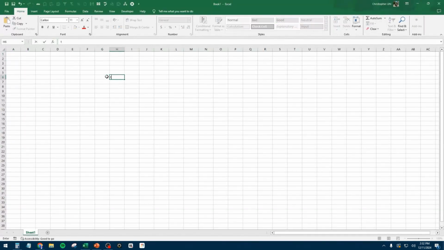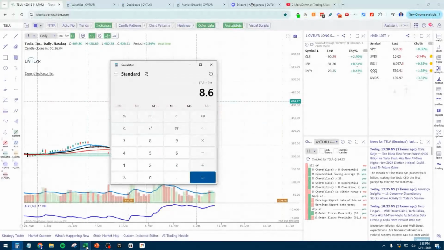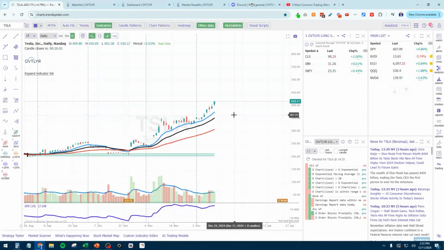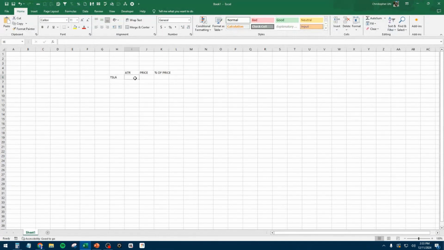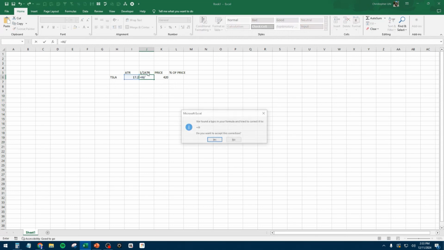So Tesla, and then let's do ATR, let's do price, and let's do percent of price. That I think will be really useful. All right, so the ATR is currently 17.2. Current price is 420. Elon, I bet he's having a great day today. 17.2, price is 420. And so my half ATR is this divided by 2.